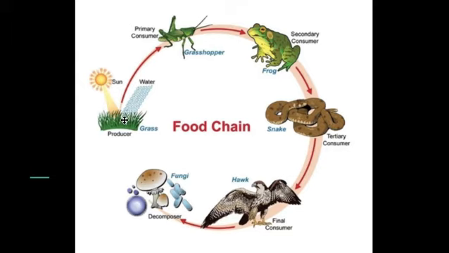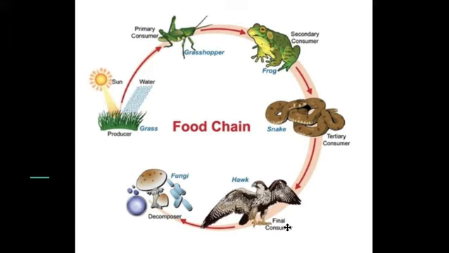So we start with producer. Eater number 1 is the primary. Eater number 2 is the secondary. Now we come to eater number 3. Number 3 is the snake. He is the tertiary. That's a fancy word for the number 3. Tertiary consumers are the third ones to eat. The final consumer is the hawk in this food chain.